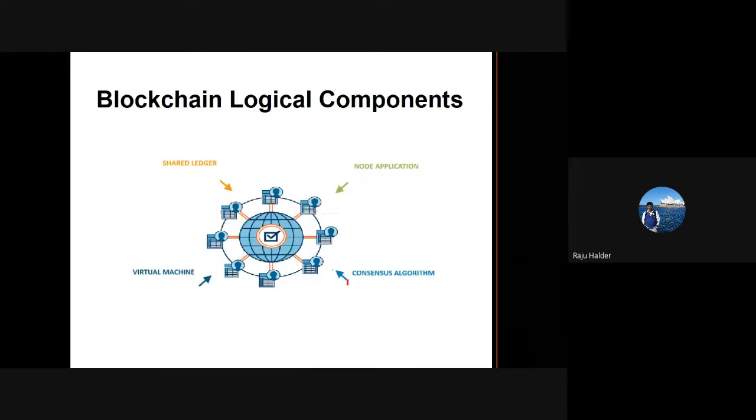Okay, so repeating it, the logical components of blockchain: the shared ledger, that is how you store these transactions, what would be the data structure of these cryptocurrency transactions or other kinds of transactions. And of course, blockchain, a chain of blocks connected through hash pointers.